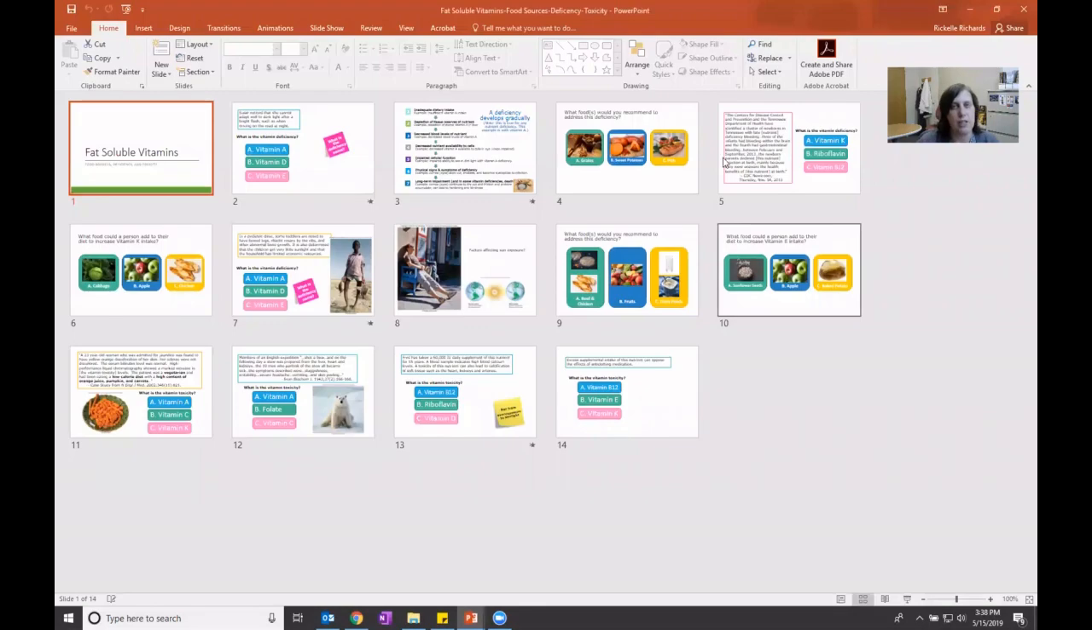If you have any questions on the fat-soluble vitamins, thinking about food sources, deficiency symptoms, or toxicity symptoms, definitely let me or the TAs know.